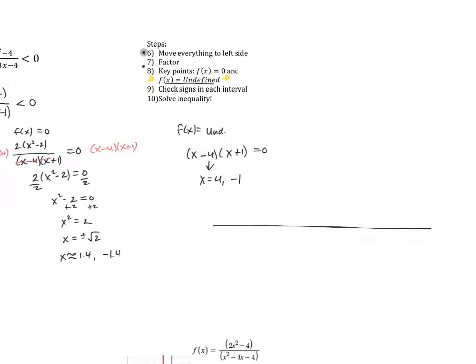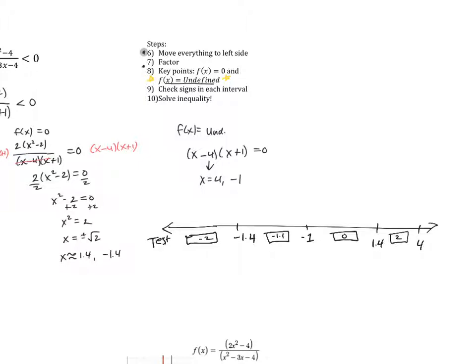Okay, now that I have my key points, the next thing is to test my intervals and figure out the sign there. So let's see, negative 1.4, and then I go to negative 1, and then I go to positive 1.4, and then I go to 4. So just put those in order. And now we want to test some nice easy points in those intervals. So how about negative 2, and I'm just going to try negative 1.1 and 0, and how about 2? Just find the easiest point you can in those intervals.